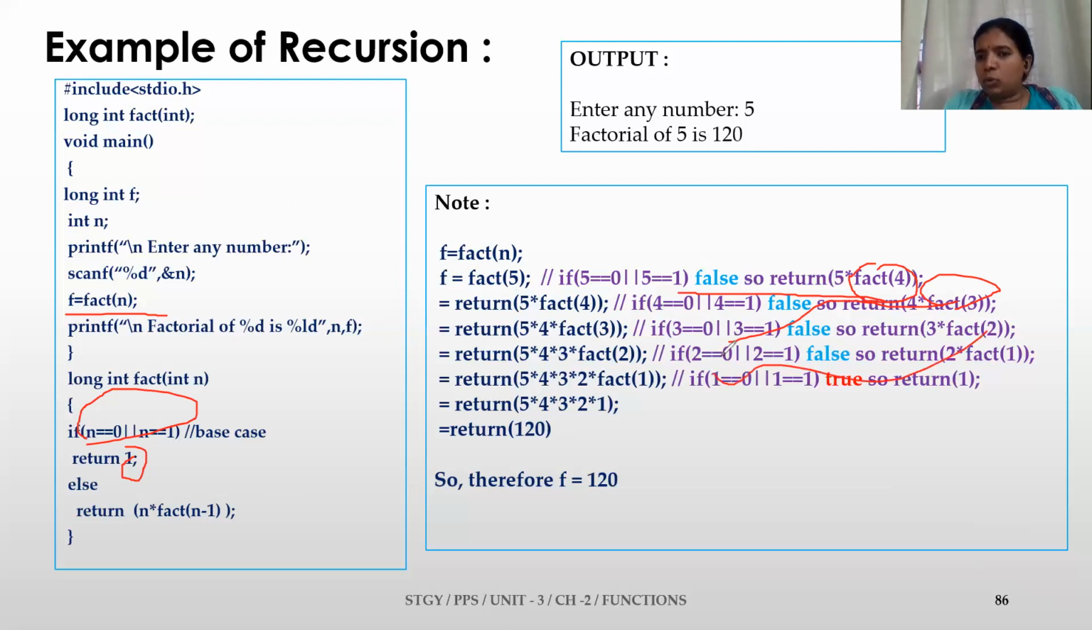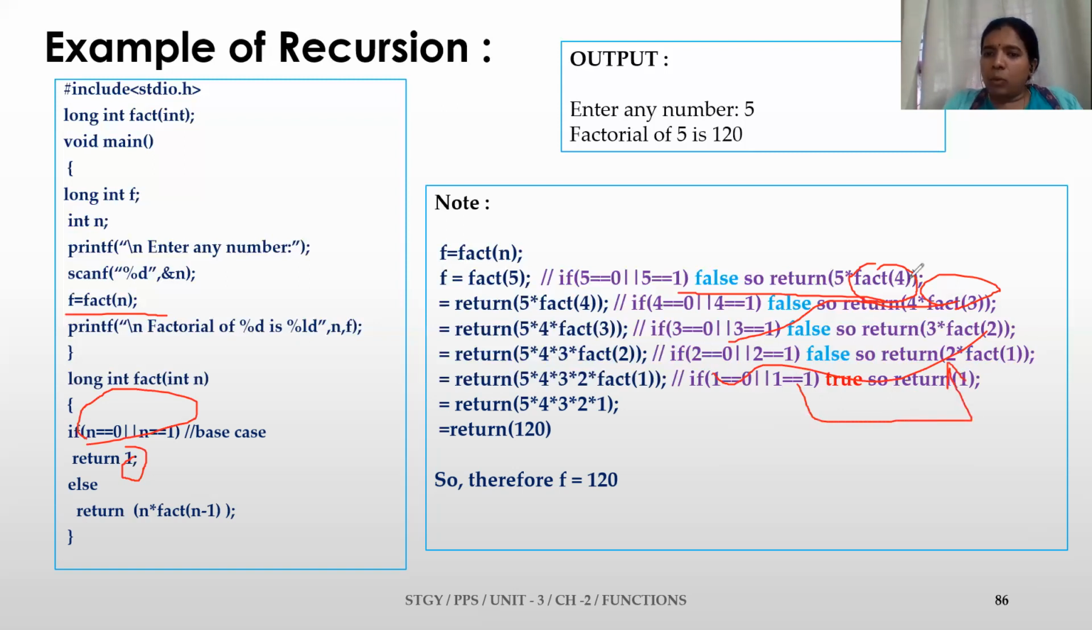Again, factorial of 2, 2 is 0, 2 is 1, false. So therefore 2 into factorial of 1. So now you'll move to 1 equal to 0. Yes or no, false, but 1 is equal to 1. Yes, true. Logical OR is true if at least one of the conditions is true. So true, therefore you will return 1.